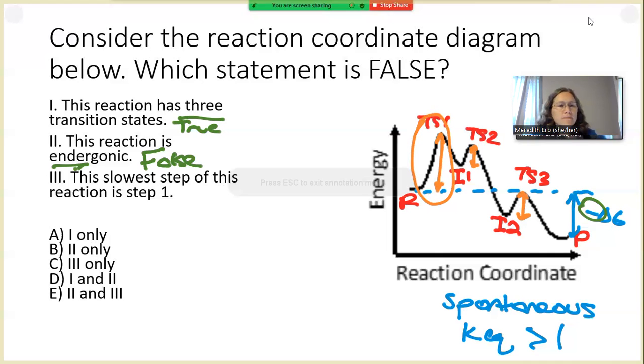Okay, so statement number 3, the slowest step of this reaction is step 1, is going to be a true statement. Okay, so the only false statement is the reaction is endergonic. So our answer choice for this question is going to be B. 2 only is false. Answers 1 and 3 are true.